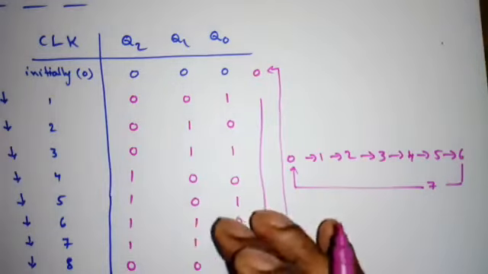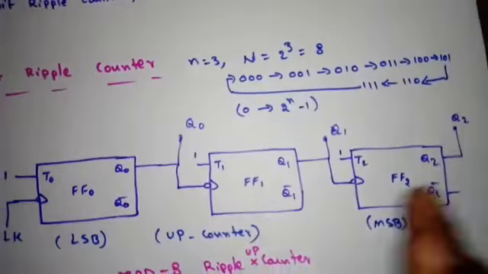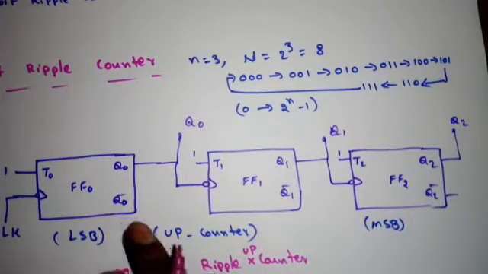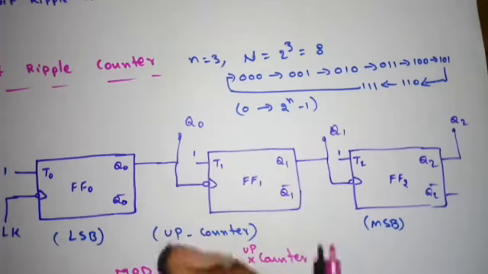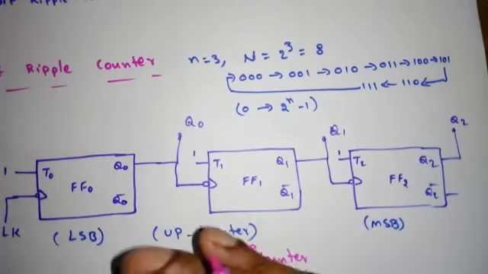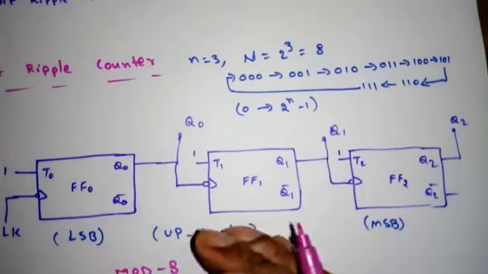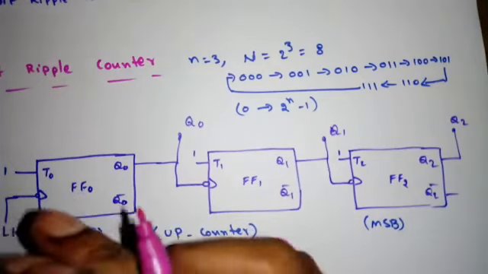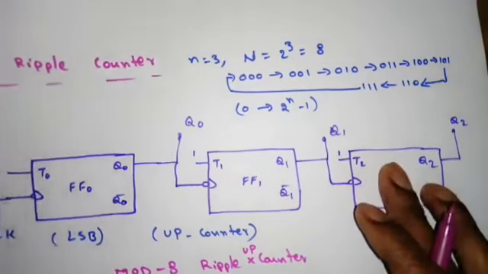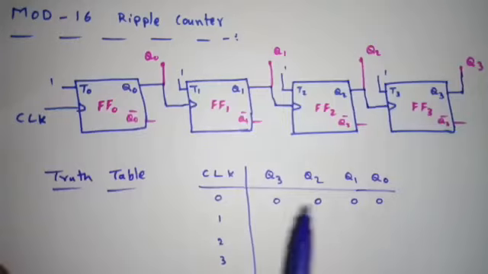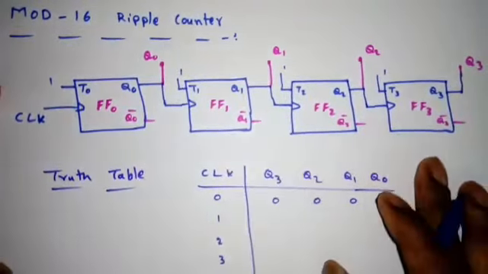So we can make down counting also. So what is the change we have to make? Very simple. Just apply this Q0 bar to the clock of the next flip-flop if it is a negative edge trigger. If it is a positive edge trigger, we have to do it the opposite way, right? So that we can do. So you try to do on your own a 3-bit up counter using positive edge triggered flip-flop. Okay. Next we will see a mod 16 ripple counter using positive edge triggered flip-flop.